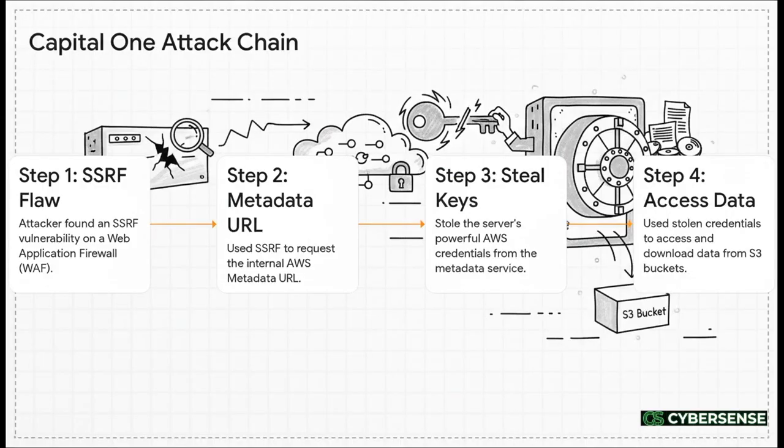The attack played out exactly like a textbook example of what we've been talking about. First, the attacker found an SSRF flaw, ironically, on a security device, a firewall. They used that flaw to make the server request its own AWS metadata. They stole the credentials, and with those keys in hand, they just walked right into the digital vault and started downloading years and years of sensitive customer data.